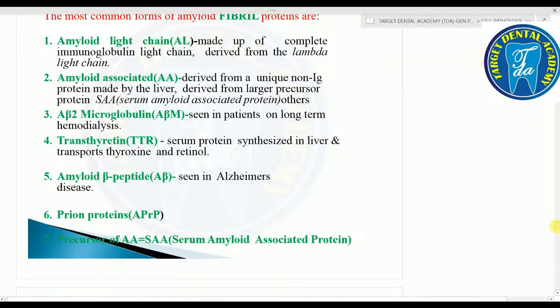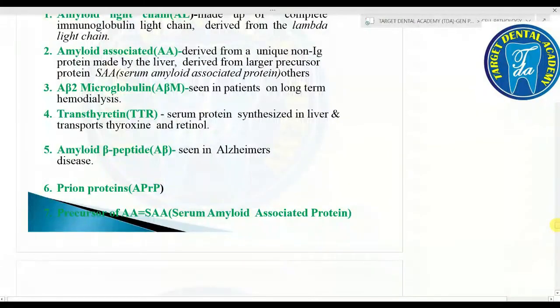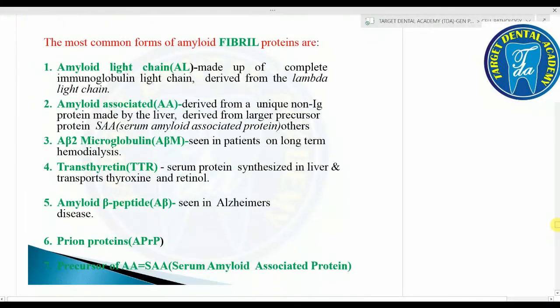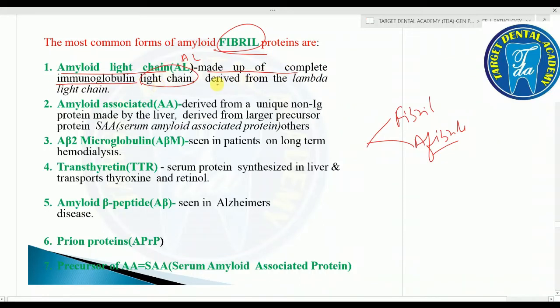The most common form of amyloid: there are two types of protein, the fibril protein and the afibrillar protein. First we are going to discuss the fibril protein. The most common form of amyloid fibril protein is AL, which means amyloid light chain, and it is made up of a complete immunoglobulin light chain. It is derived from the lambda light chain, the very important lambda light chain.